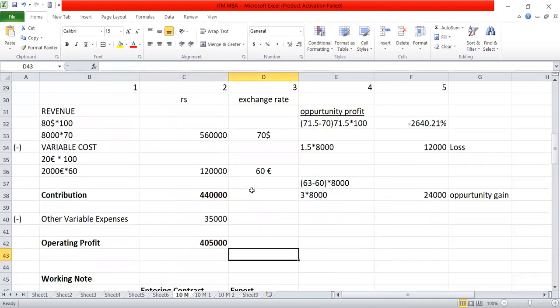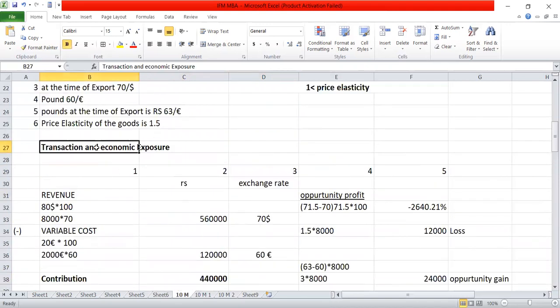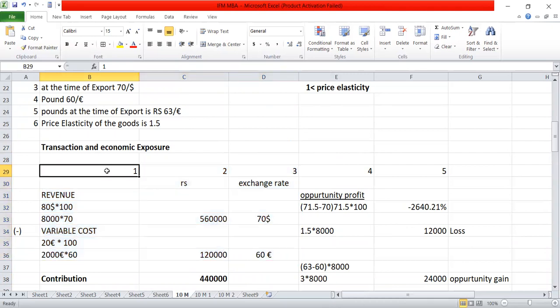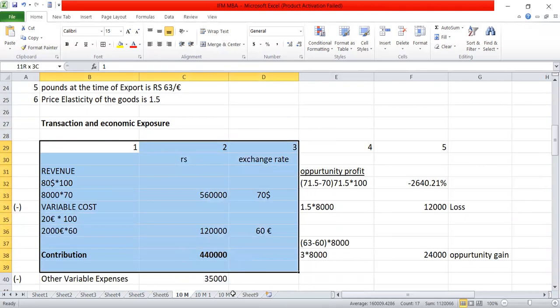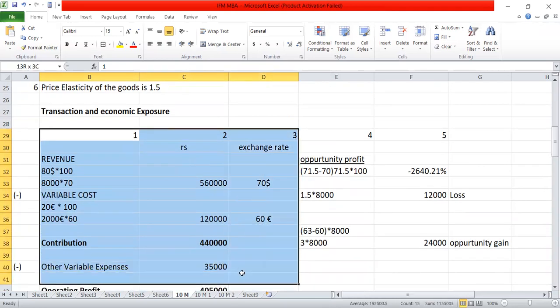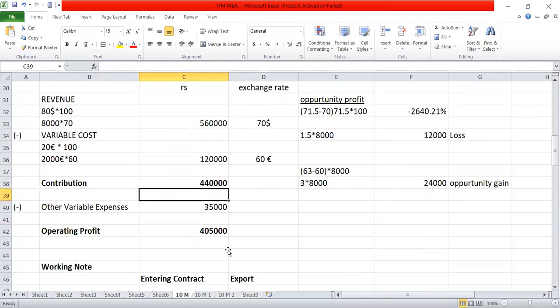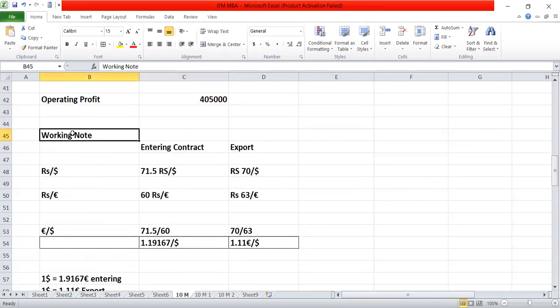This is the transaction exposure. Transaction exposure means the conversion of foreign currency into domestic currency. We have already done that. Now this working note is very important. They have given two different dollar rates: one at entering into the contract and one at the time of export.